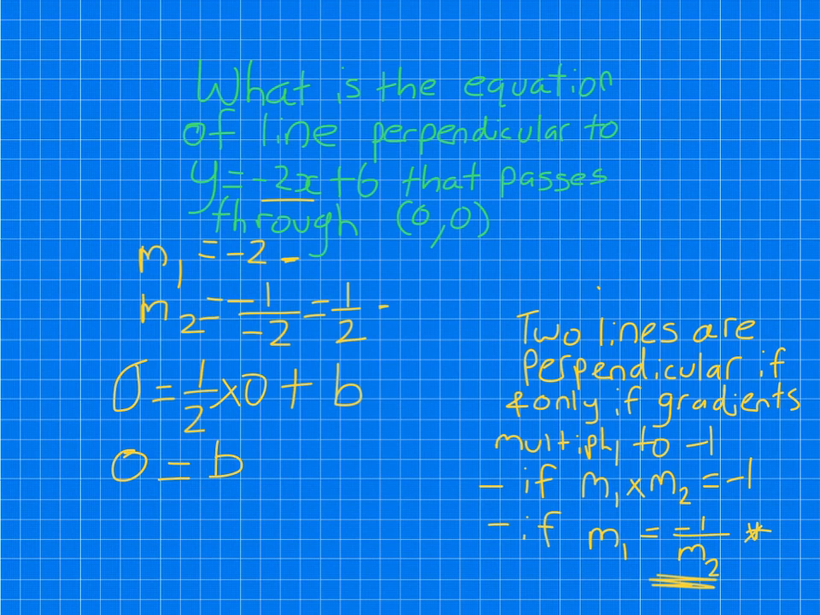So the equation of the line will just be y equals 1/2 x plus 0. You don't even need to write the plus 0. So that's the answer. Y equals 1/2 x is perpendicular to this line and passes through this point.